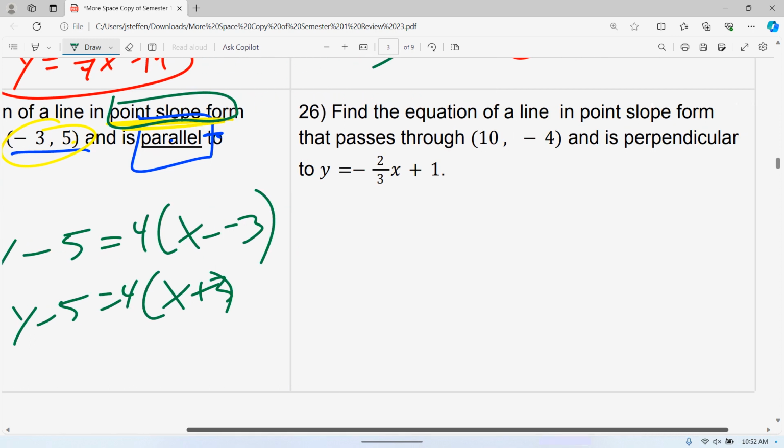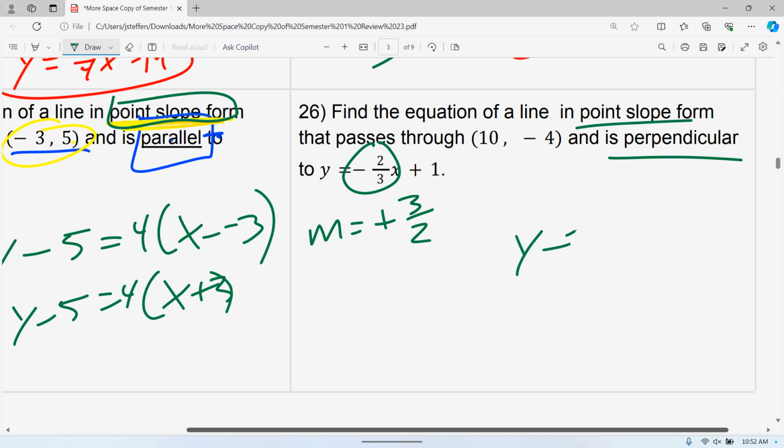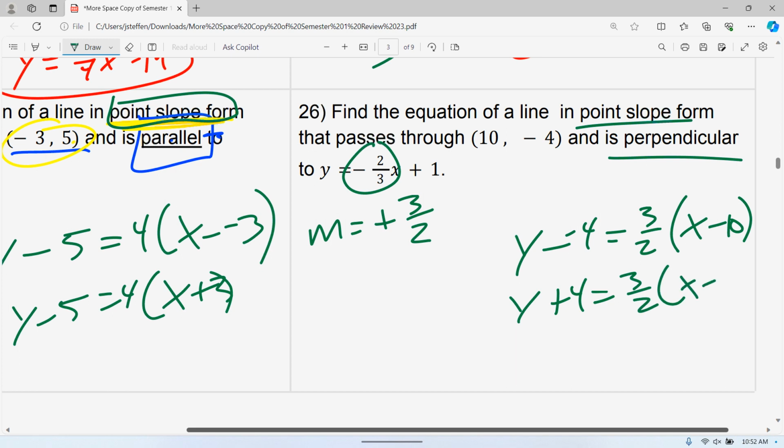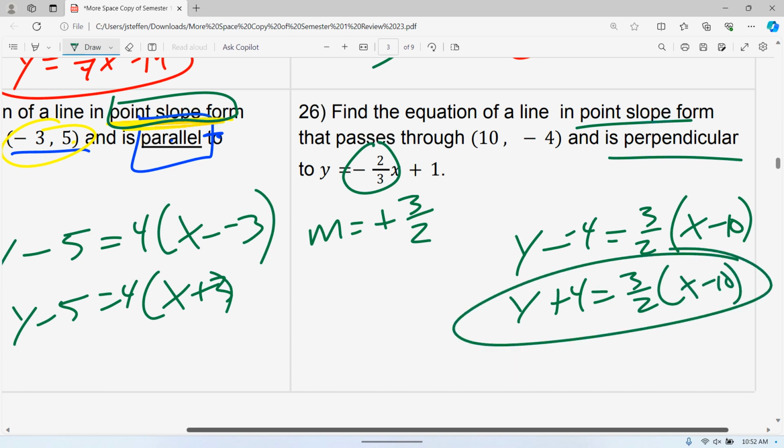Find the equation of the line in point-slope form that passes through that point and is perpendicular. So perpendicular is the opposite reciprocal. So my slope is the opposite and the reciprocal. But now you just plug it into point-slope form. Y minus y1, which is negative 4, we have 3 over 2 times x minus 10. So minus negative is plus. So that should be your answer.